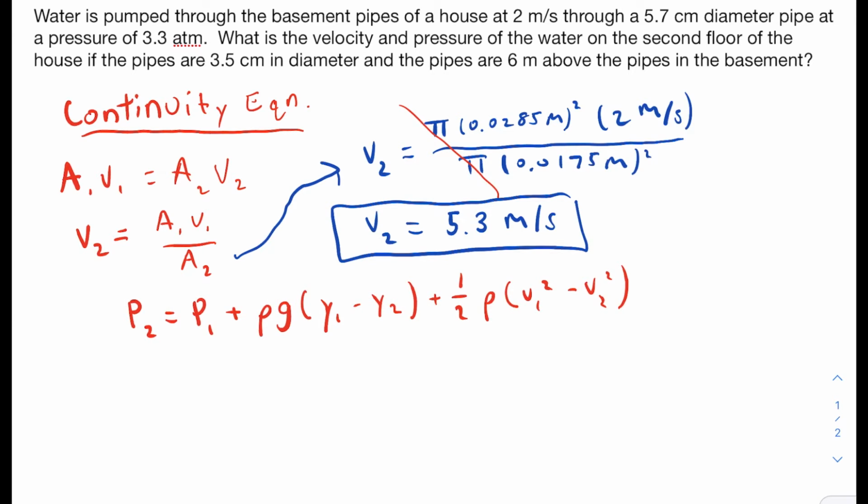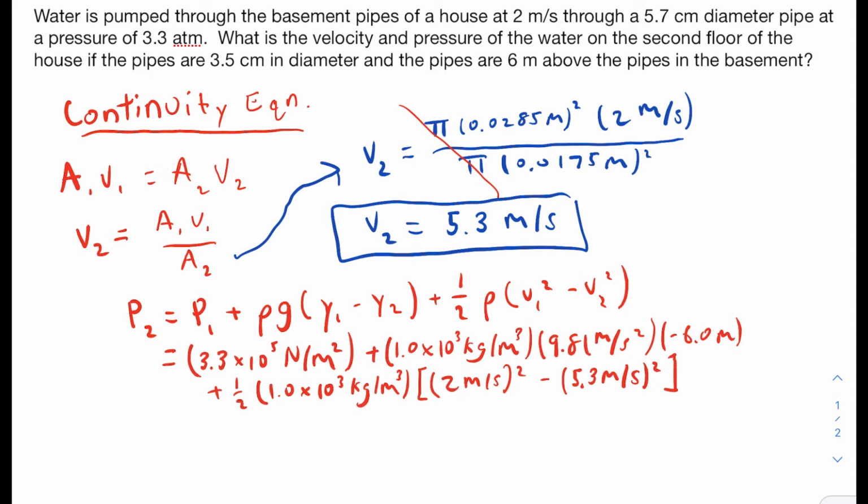floor pipe. This is just simply a matter of plugging the correct values into the equation. Note that the density of water is equal to 1 times 10 to the 3 kilograms per meter cubed. In addition, it's important to know that 1 atmosphere of pressure is equal to approximately 1 times 10 to the 5 pascals, or newtons per meter squared.